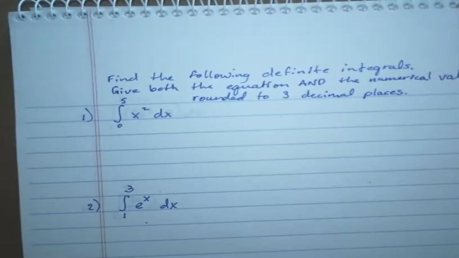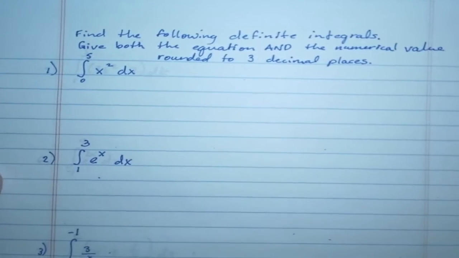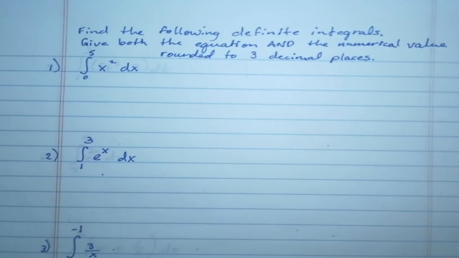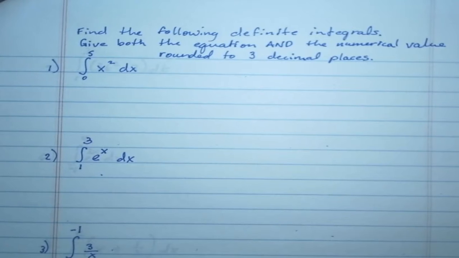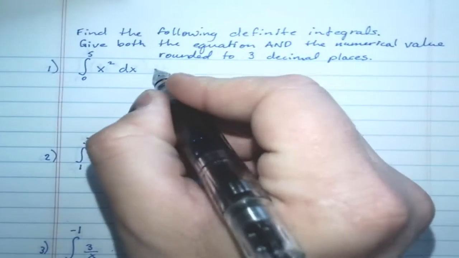Okay? So let's take and do a couple of examples. So I've got to get my paper here. Okay? So find the following definite integrals, give both the equation and the numerical value rounded to 3 decimal places. So what I'm really asking you for is to find the indefinite integral and then find the definite integral. Okay? So here's what we're going to do.